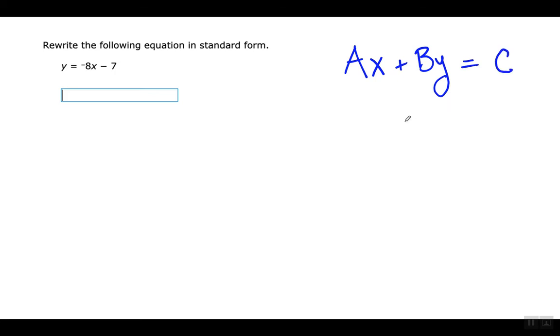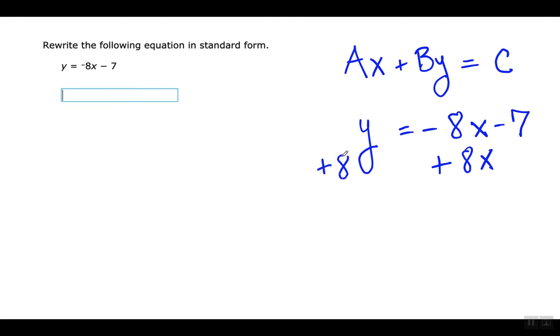All right, so there's my standard form, and here's my problem. Y equals negative 8x minus 7. So I'm going to move the minus 8x to the left by adding 8x to both sides, and that'll give me my answer. 8x plus y equals negative 7 is my answer.